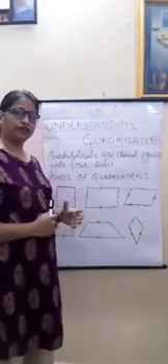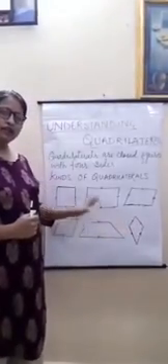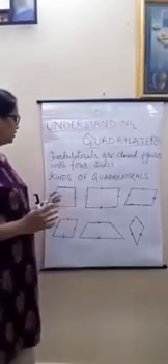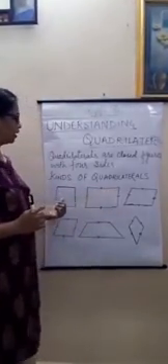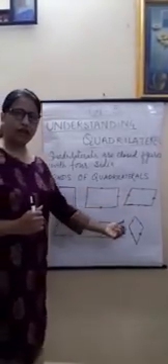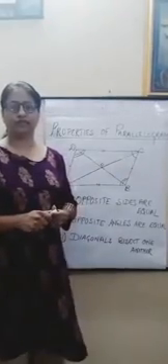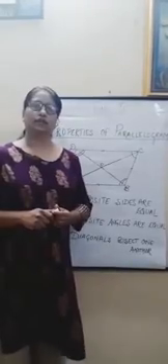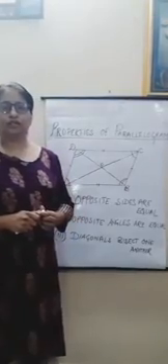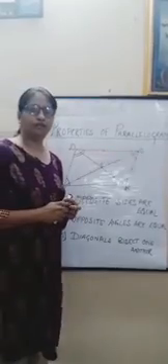So children, we have seen that there are 6 different kinds of quadrilaterals. There can be other figures also which are bounded by 4 sides, but these are the specific ones: square, rectangle, parallelogram, rhombus, trapezium and kite. We have already done exercise 3.1 and exercise 3.2. But before starting exercise 3.3, let me tell you the properties of a parallelogram.